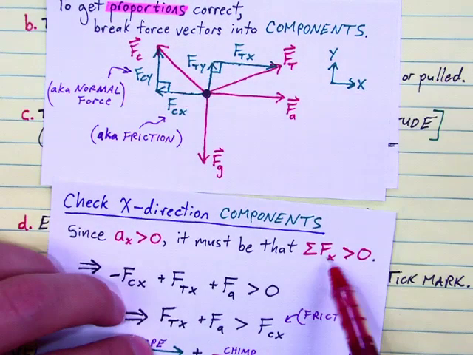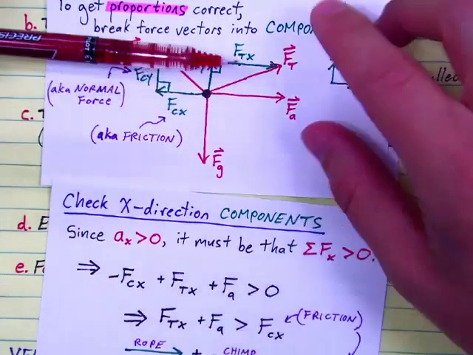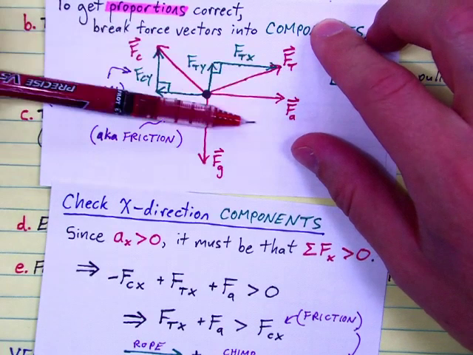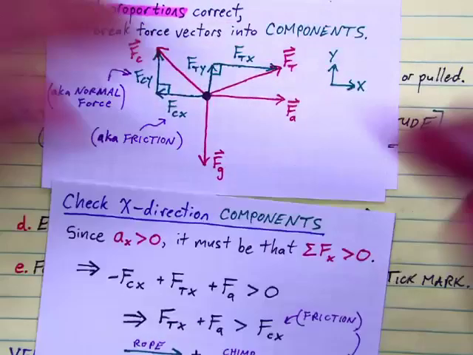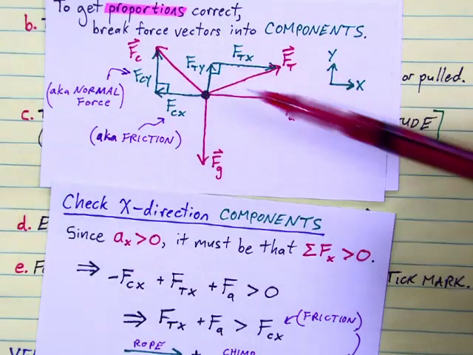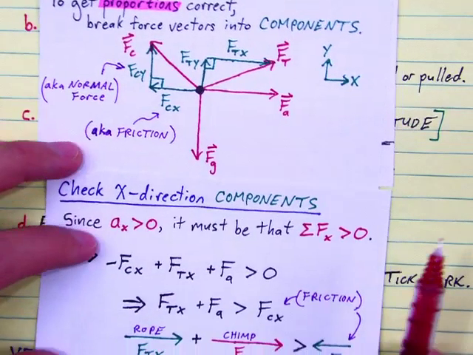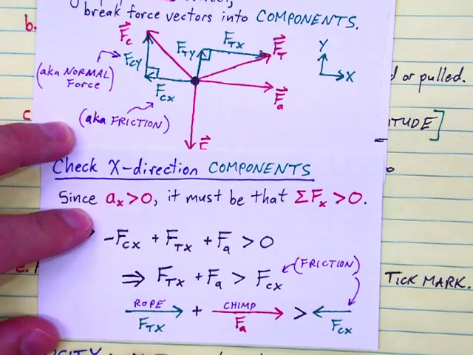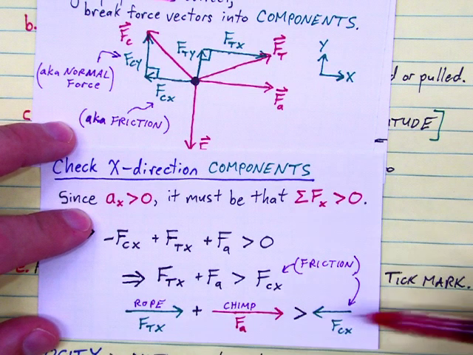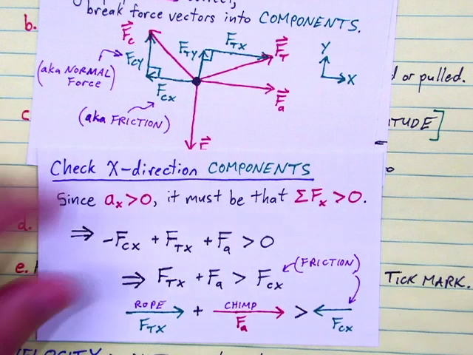So if our net force must be to the right, that means this tension component and this applied force from the chimp must be greater. The sum of these has to be greater than our force of friction. So the way we drew it, looks like they already are. That aspect of our diagram is good. The rope FTX plus the chimp's force, those have to sum to be greater than the force of friction. Looks like we're all good there.